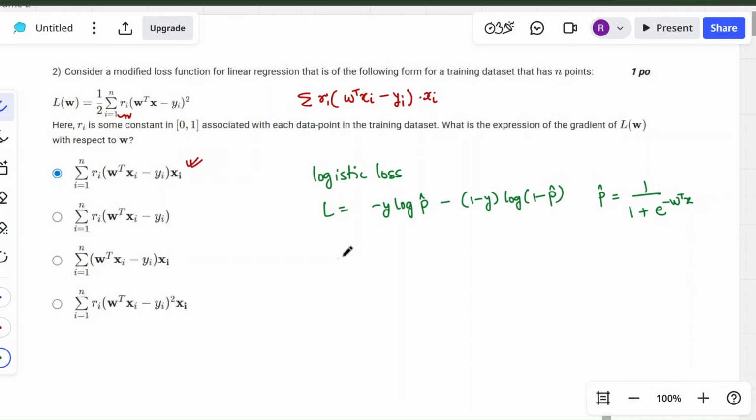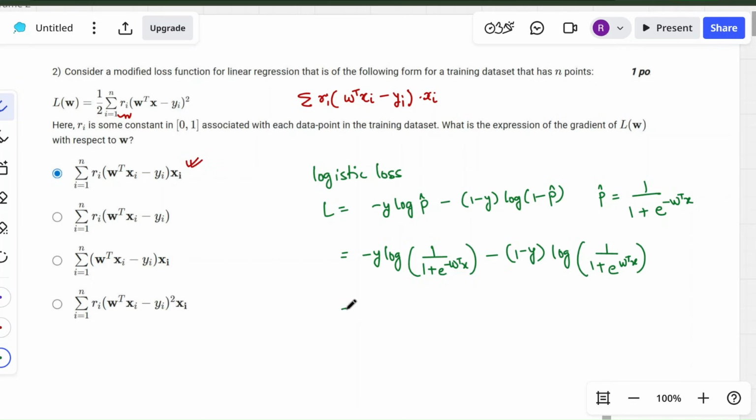So I can rewrite this as minus y log of 1 by 1 plus e to the power minus w transpose x, minus 1 minus y times log of 1 minus this, right? And that turns out to be 1 by 1 plus e to the power just w transpose x. Okay, there is no negative sign here. That is the only difference, right?